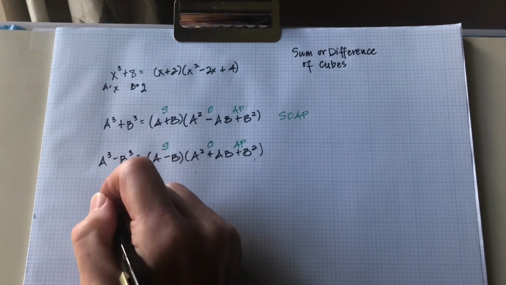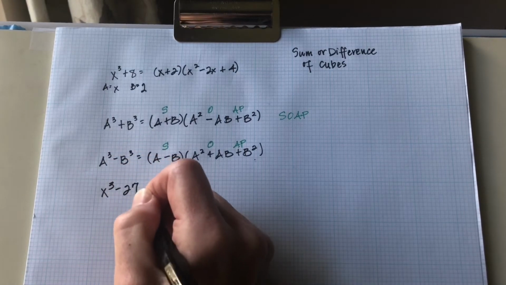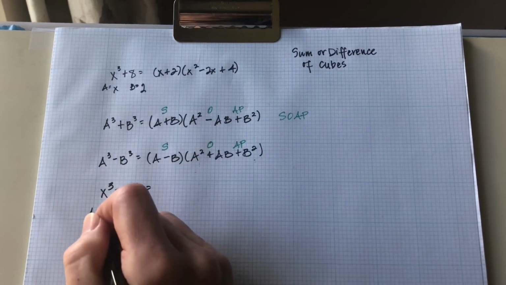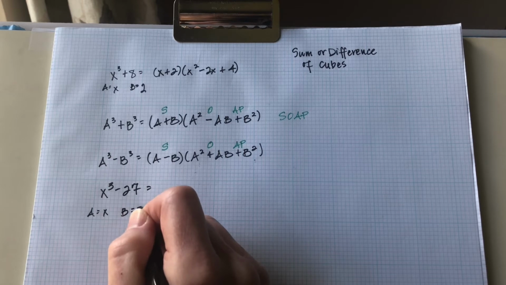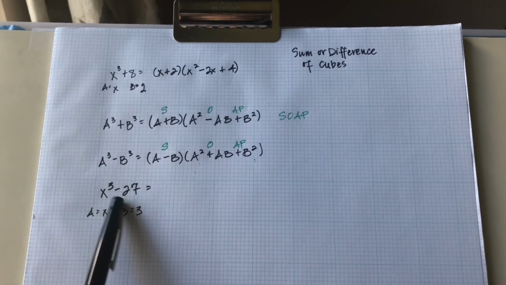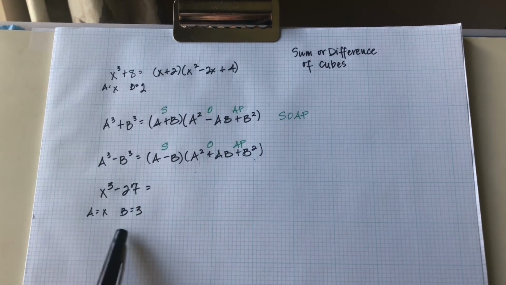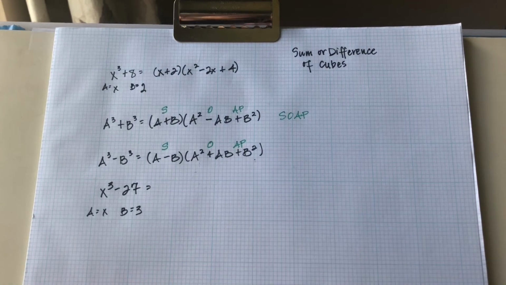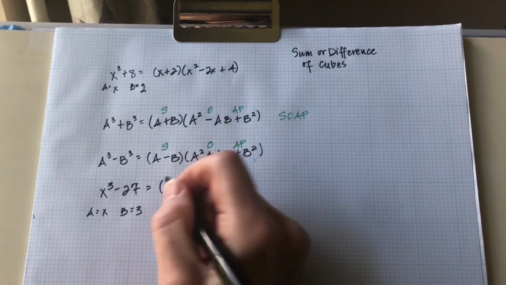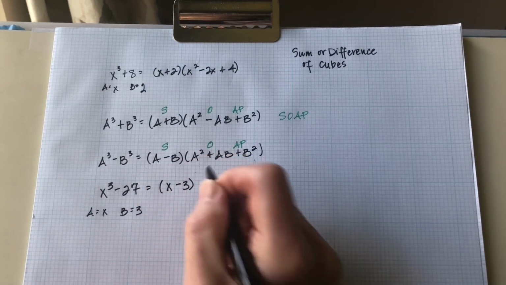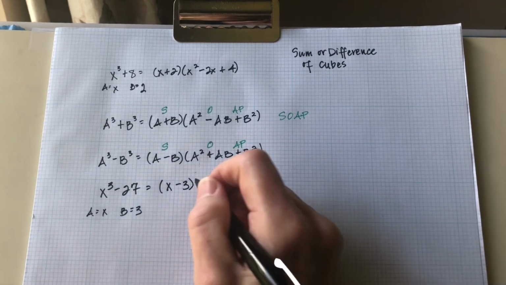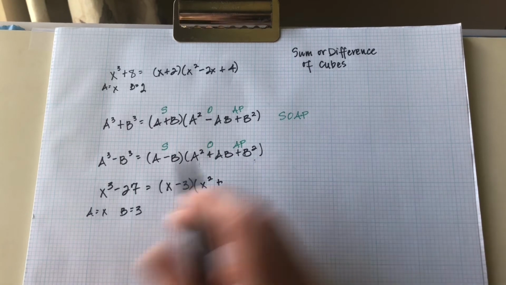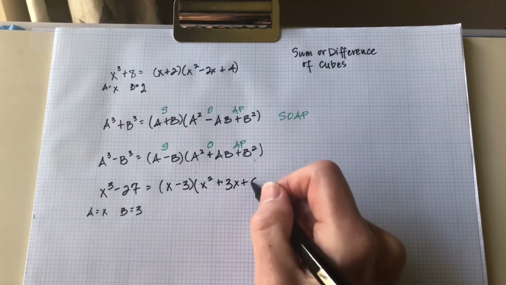Let's look at another example, x cubed minus 27. So here our a is x, our b is 3. Now, I'm not going to pay any attention to the minus sign here for the moment, because I'm going to focus on applying the plus and minus signs as outlined in our SOAP method. All right, so it's going to be x minus 3, that's our a minus b, times x squared plus 3x plus 9.